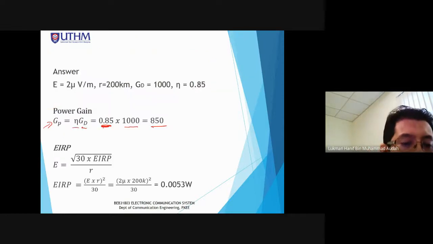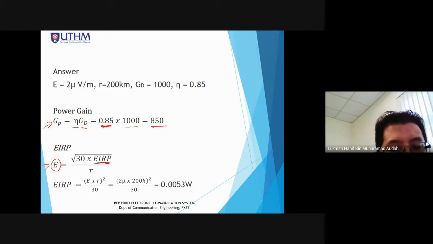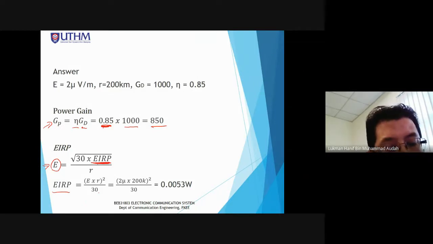So EIRP ini bersamaan dengan daripada persamaan E field, electric field. So 30 times EIRP iaitu square root of 30 times P times G. We don't know how much is power, but we know how much is the gain. Okay, so kita tak perlu kira, kita boleh cari menggunakan kaedah inilah. Okay, so we want to find how much is EIRP. So we rearrange the equations. EIRP is equal to E times R square divide with 30.